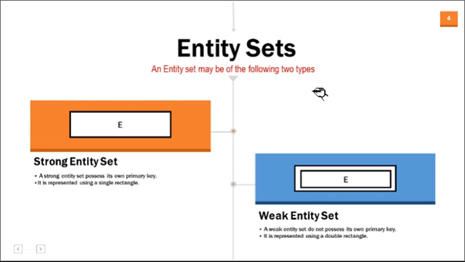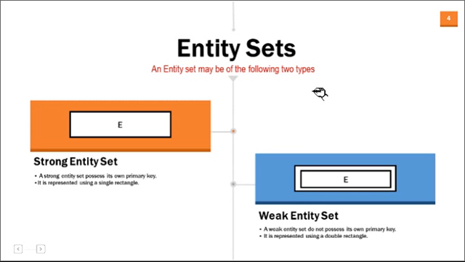Weak entity set. When I don't have a sufficient attribute that can uniquely identify my tuples in a relation, then I'll say it is a weak entity. If I say person is an entity, I have attributes name, address, and mobile number. I cannot make anything a primary key. So here I don't have any sufficient attribute that uniquely identifies my tuples in a relation. So that particular entity will be a weak entity.